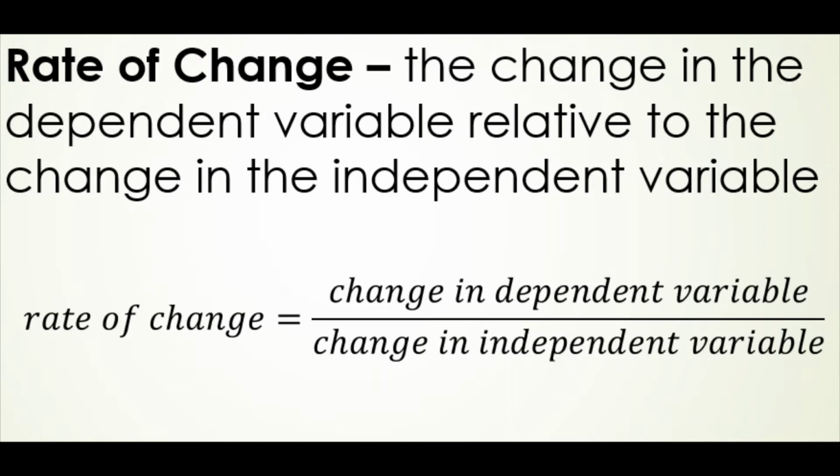Remember that we often use y for the dependent variable and x for the independent variable. So this formula becomes the change in y divided by the change in x, which you may recognize as the formula for slope. The graph of a linear function is a straight line, and the rate of change is the slope of that line.